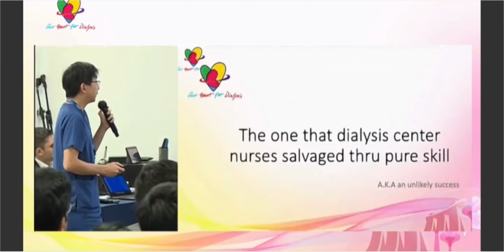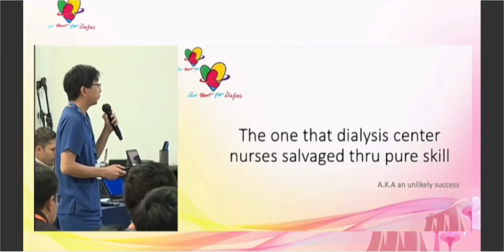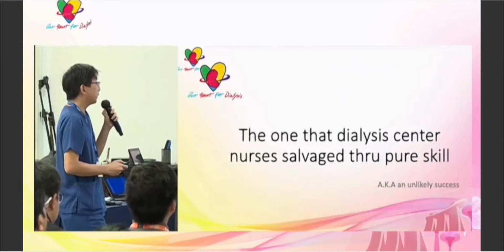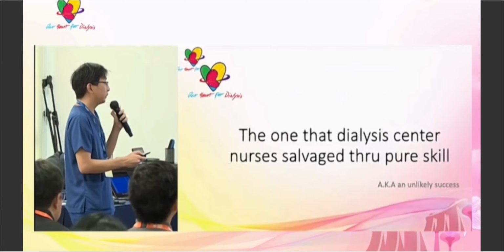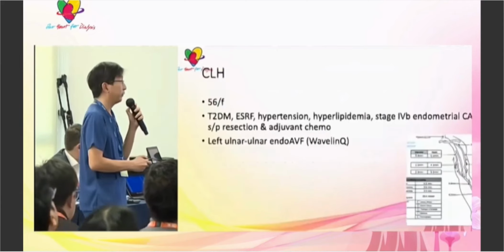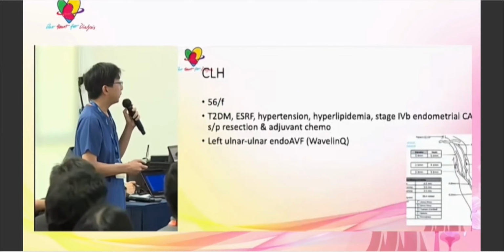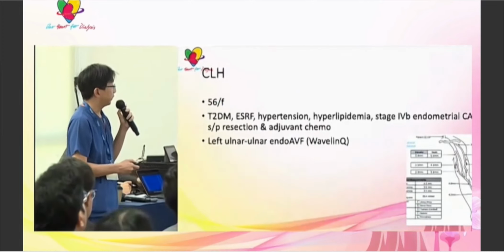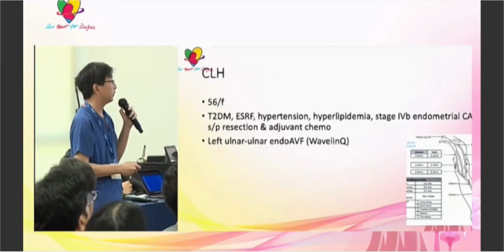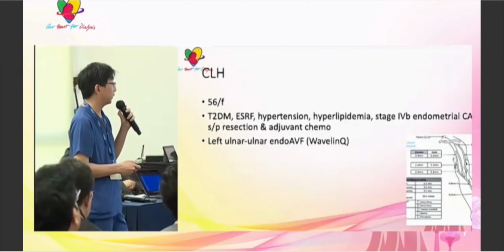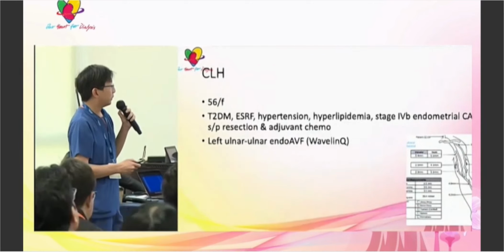So this is my last case. Sorry I've taken us so much time. This one is notable because the only reason this patient can use her endo AVF is because the dialysis nurses are fantastic for her. So 56-year-old lady, she's got type 2 diabetes, ESRF, hypertension, the royal flush. But she also has stage 4B endometrial CA with resection and chemotherapy. So this was our map.